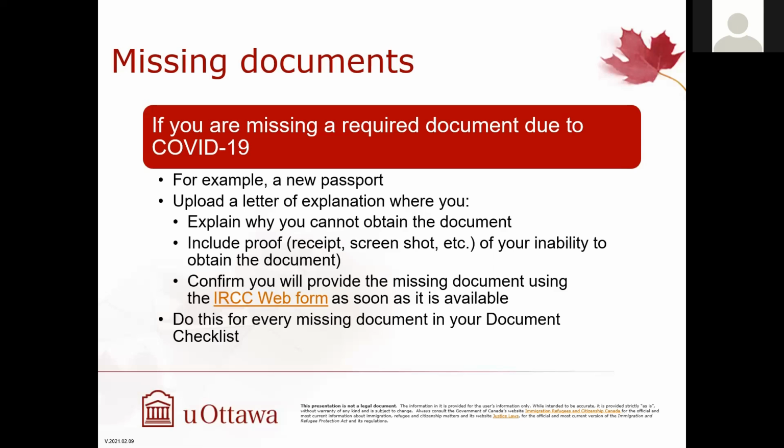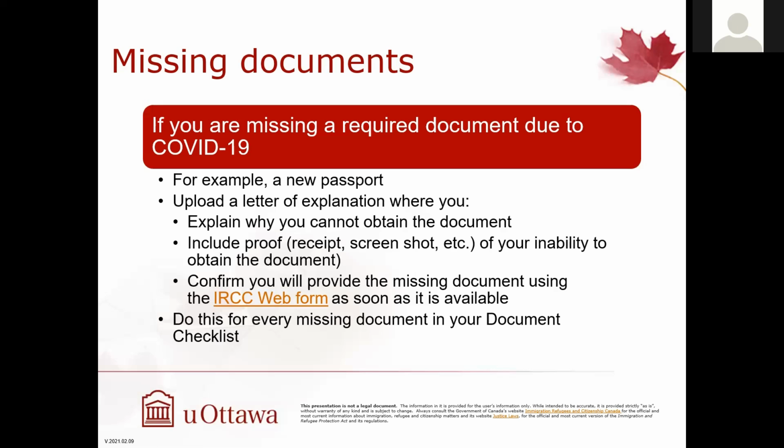Now, that's an example for passport, but you should do this for every document that you're missing in your application. So if there's another document that you can't include because of COVID, do the same thing: letter, proof, explain. As much as possible, we normally advise against submitting incomplete applications, but these are for exceptional circumstances where it's really getting close to the expiry of your permit and you're out of options.